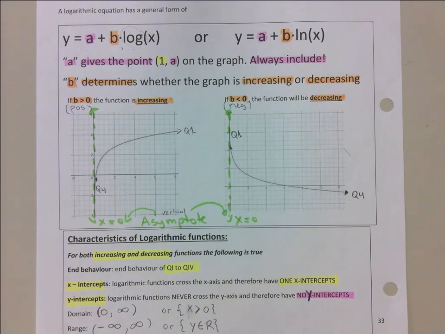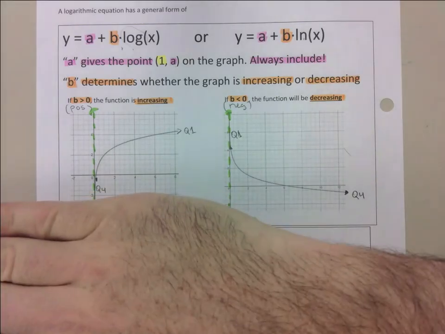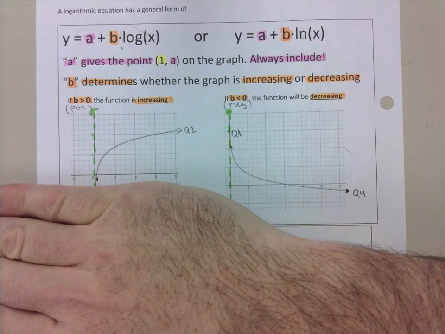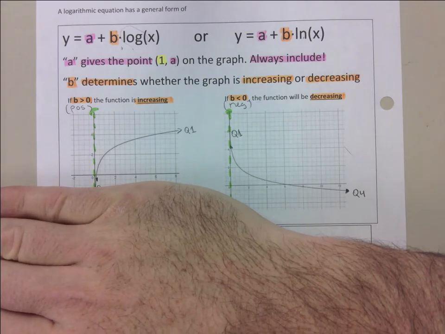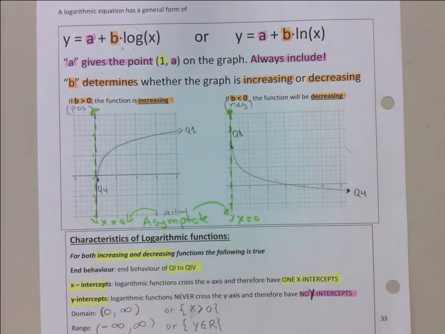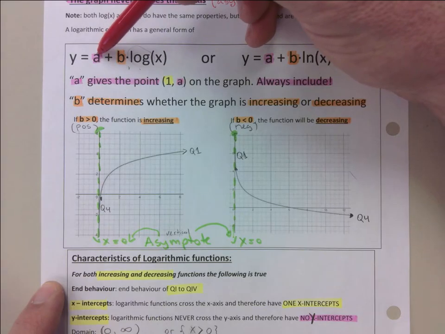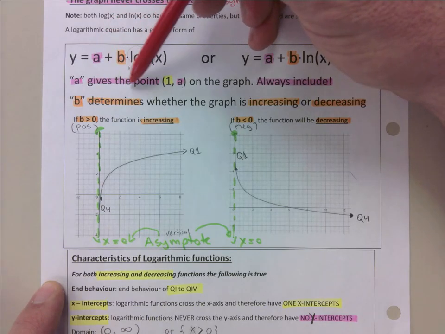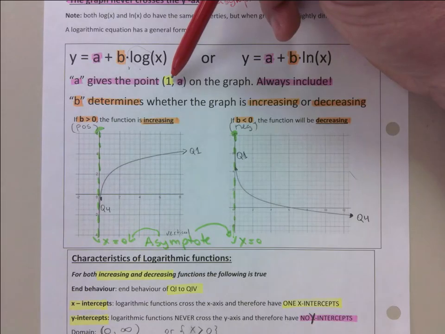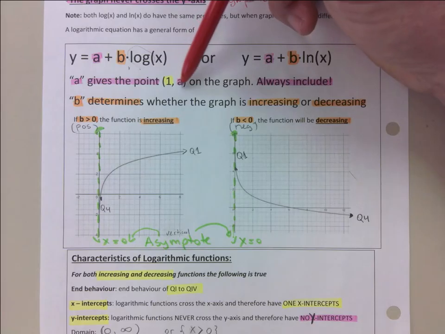And remember, this is not word problems. Once we do word problems, we will most likely not include quadrant 4, 99% of the time. And keep in mind that this first number, a, gives us a point on the graph. It's not the intercept. It's just when x is equal to 1, y is equal to whatever that a value is.